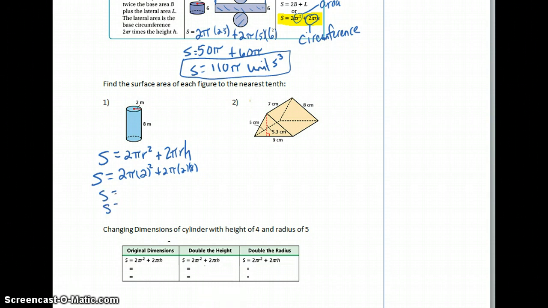Okay, if you start combining your like terms, I think it's helpful to start with everything on the left. So we have 2 times 2 is 4, because that's 2 squared, and times 2 is 8 pi, plus 16 times 2 is 32 pi. Okay, again, treating pi like a variable here, we have 8 pi, we want to add 32 pi, so here we actually have 40 pi meters to the third.